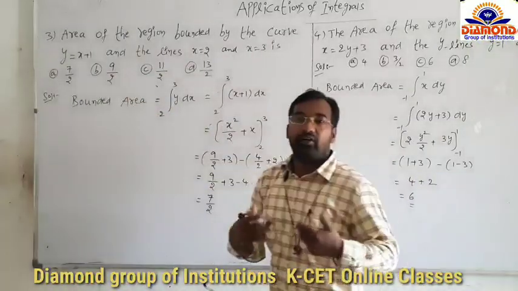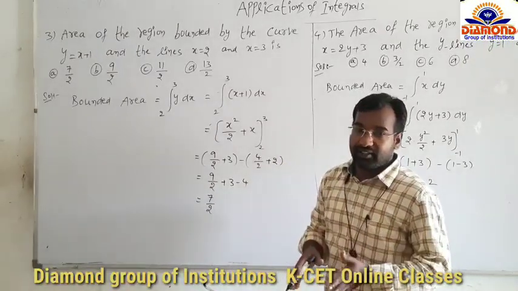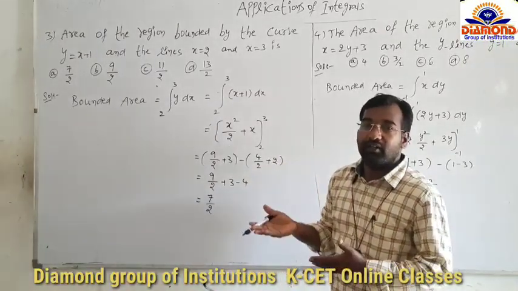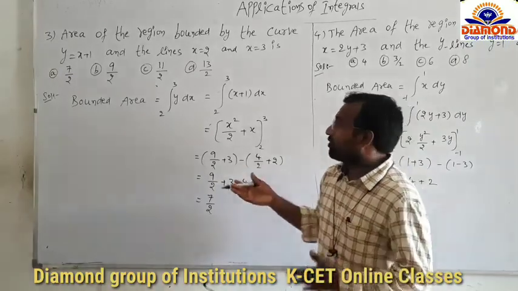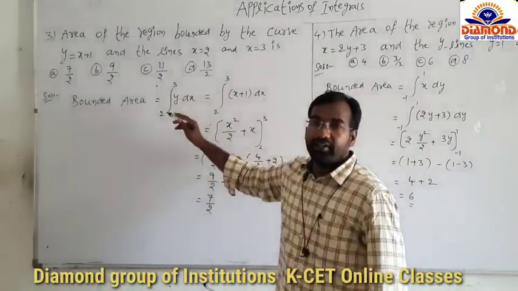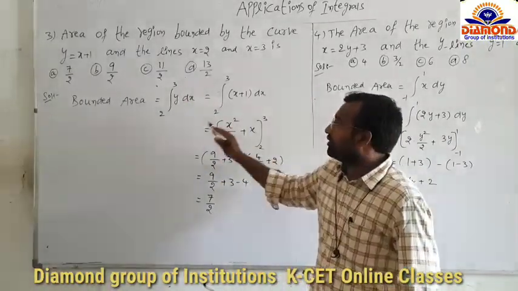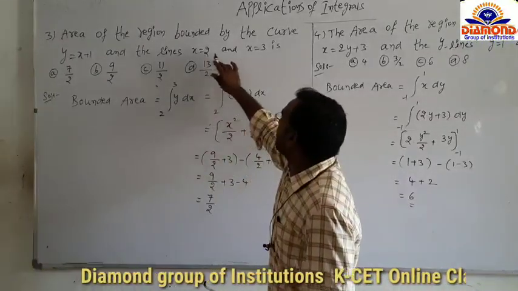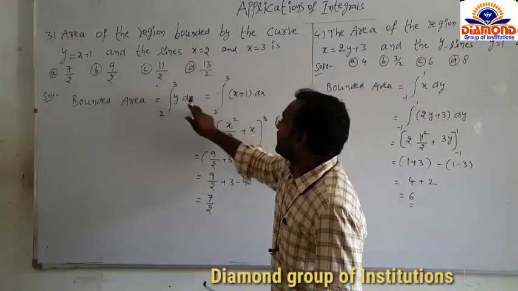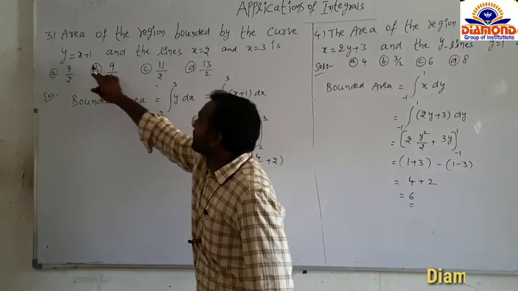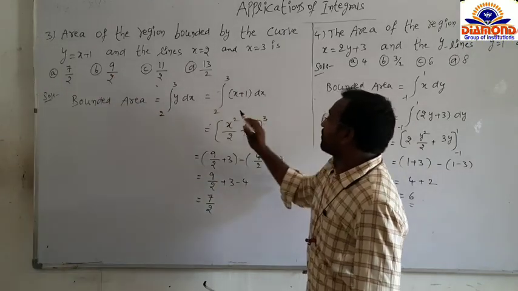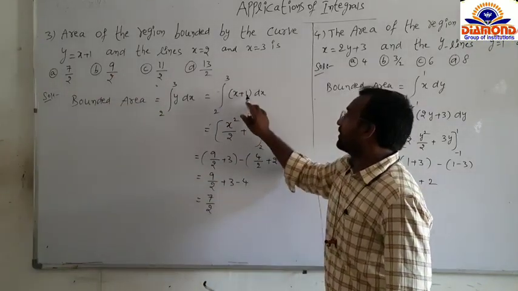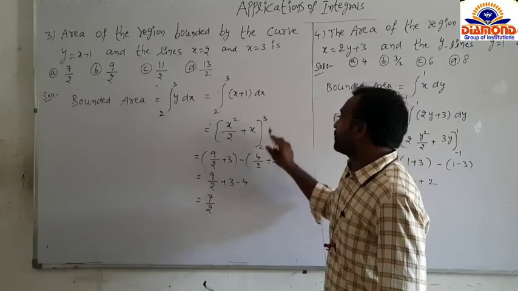So you have to find the bounded area with respect to the x axis. With respect to the x axis is the first type. So the integration for the bounded area is the integral from a to b of y dx. Here the integration limits are given, 2 to 3 of y dx. Here y is nothing but x plus 1. The integration of x is x square by 2, and the integration of 1 is x. So the limits are 2 to 3.